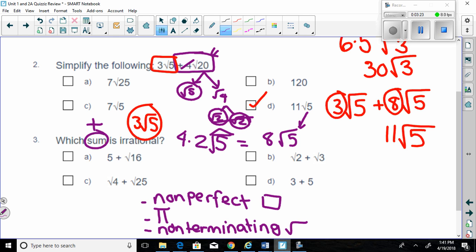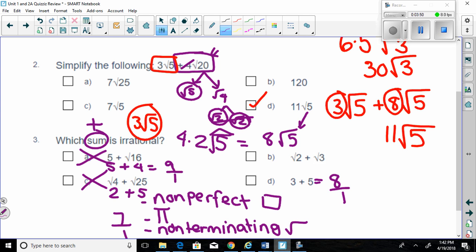So first of all, 5 plus radical 16. What is radical 16? 4. What's 5 plus 4? Can I put that into a fraction? No. Well, yeah. Okay, not 9 over 1, right? So that can't be it. What's radical 4? 2. 2 plus 5. What's 2 plus 5? 7. Can I put that into a fraction? Yes. Yeah, 7 over 1. That can't be it. 3 plus 5? It's 8. Can I put that into a fraction? Yes, it's B. So it's B, and it's wrong on your quizzes.